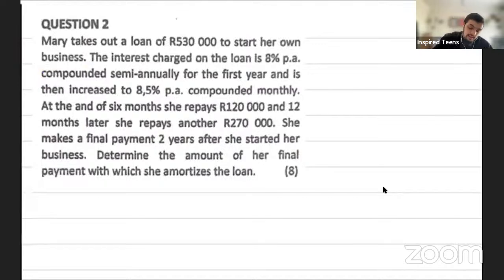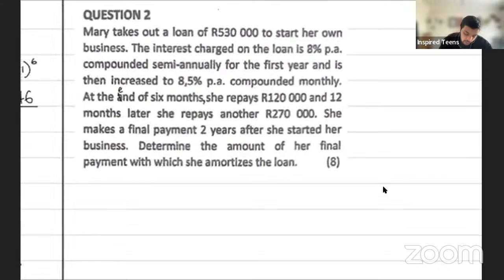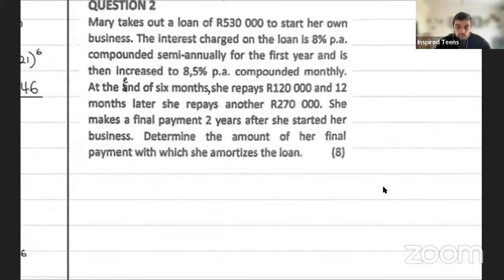At the end of 6 months. Oh, sorry, that's a full stop. At the end of 6 months, she repays 120,000. 12 months later, she repays another 270,000. She makes a final payment 2 years after she started her business. Determine the amount of her final payment with which she amortizes the loan. Amortizes basically means pays off completely.